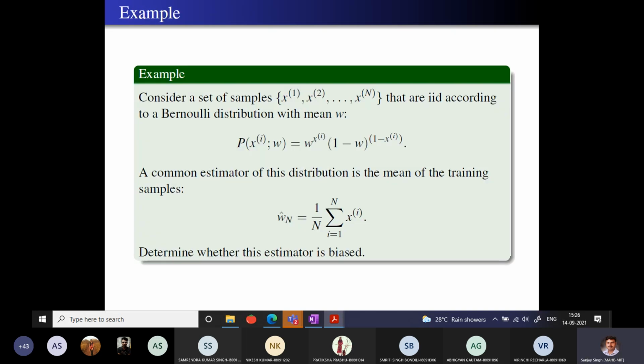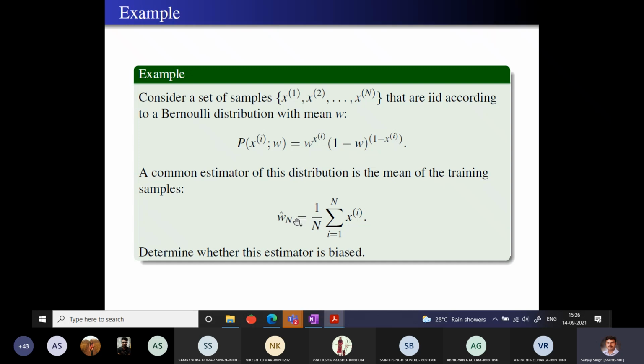For example, let's say these are some samples and they are IID, that is independent and identically distributed according to, say, a Bernoulli distribution, which is given like this. You don't have to worry what that is, but this is the distribution that will be given to you. A common estimator for this distribution is the mean of the training sample, which is defined like this. You don't have to worry from where it came. Let's say this is the mean estimator.